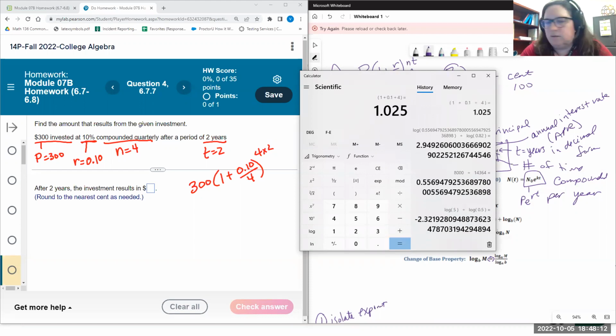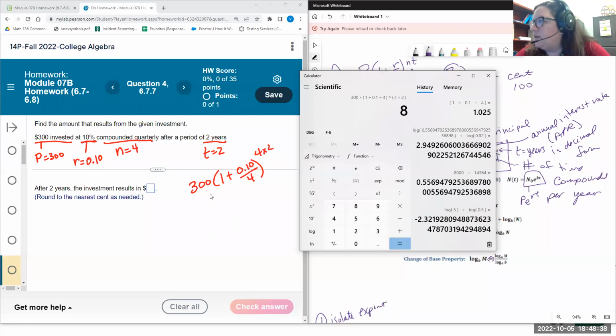Let's see. I lost my 300 times parentheses 1 plus 0.1 divided by 4 to the, and then if I do 4 times 2 right now, just as is, it's not going to work, right? I have to put parentheses around that. We're going to put X, that's 4 times 2.